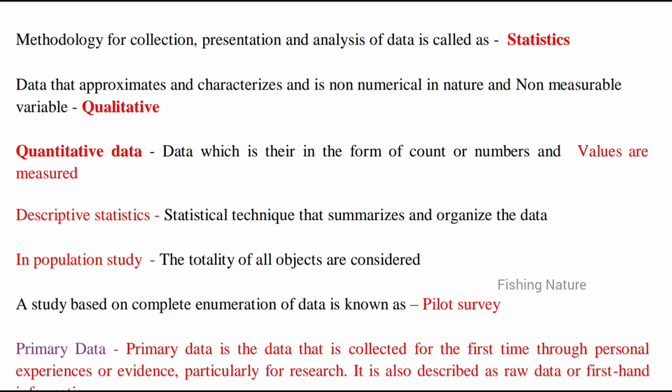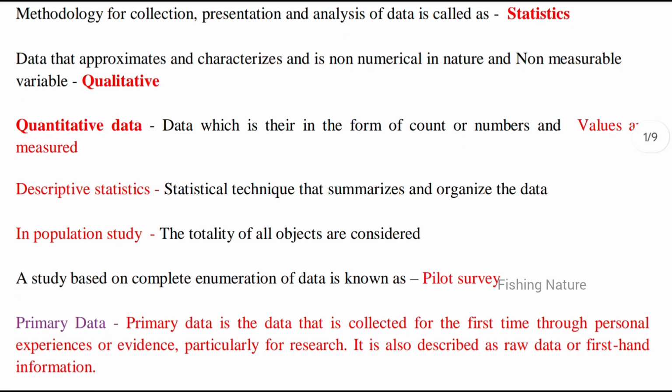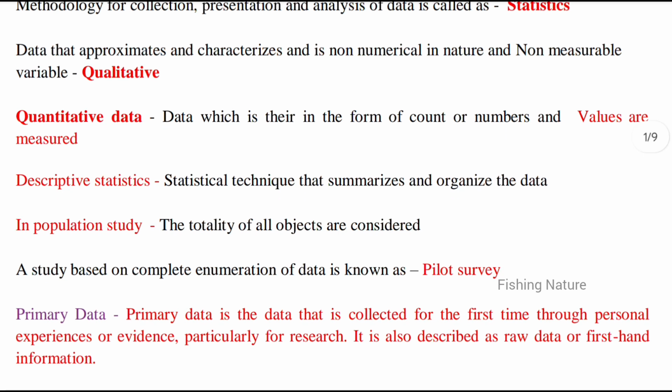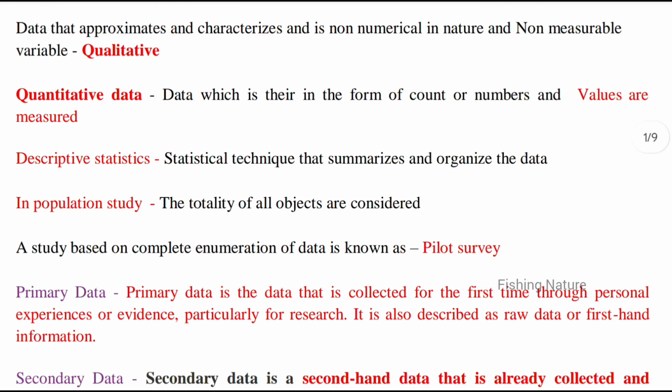Remember this point. Data that approximates and characterizes, and is non-numerical in nature and non-measurable, is qualitative. Qualitative means non-measurable and non-numerical. Quantitative means the data which is in the form of counts or numbers. Values are measured here, in numerical form. Quantitative means the amount, how much it is, and qualitative means just the characteristics, not the amount present in it.